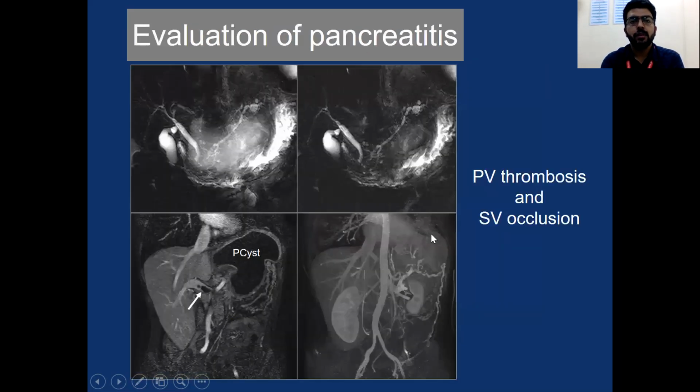In evaluation of pancreatitis, we have to always look for thrombosis or superior vena cava occlusion. In case of pancreatitis, there can be portal vein thrombosis and superior vena cava occlusion, so we always have to look for this. These are all the coronal images demonstrating the peripancreatic fluid and abrupt tapering of the CBD and pancreatic duct. This is also having a peripancreatic or pancreatic cyst that we have.